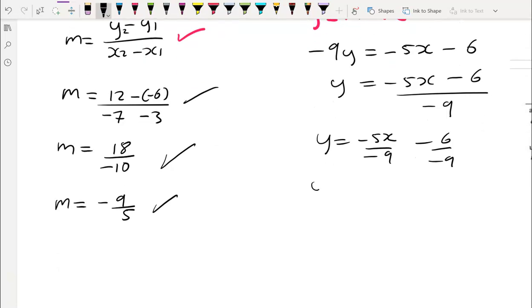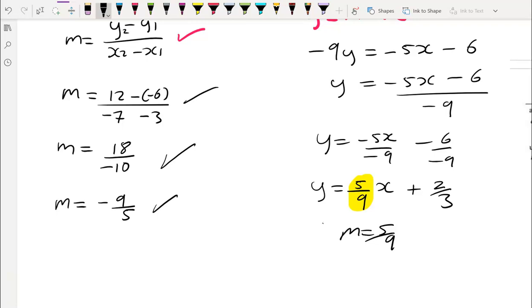And we can simplify that. Minus divided by minus is a plus, so that's the same as multiplying by 5/9. So 5/9 of x and minus 6 over minus 9, again simplifying to a plus, and that would simplify to 2/3. So now we're in the form y equals mx plus c. We can see that the slope here is 5/9.